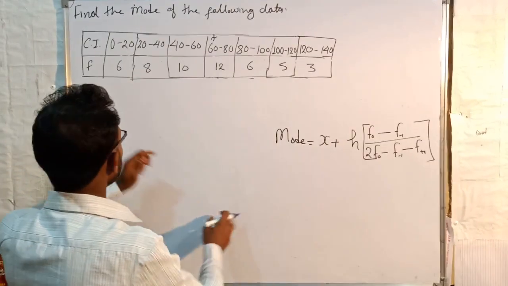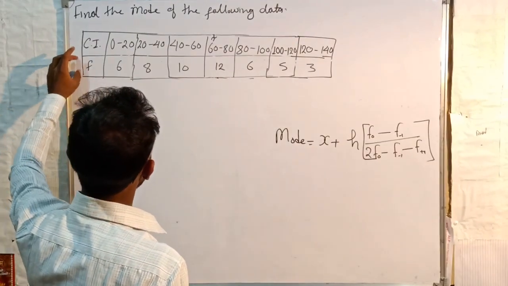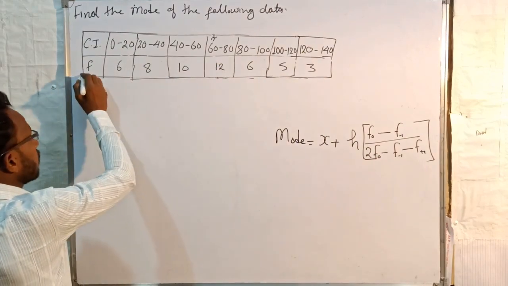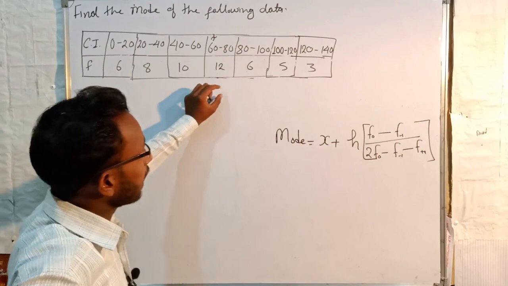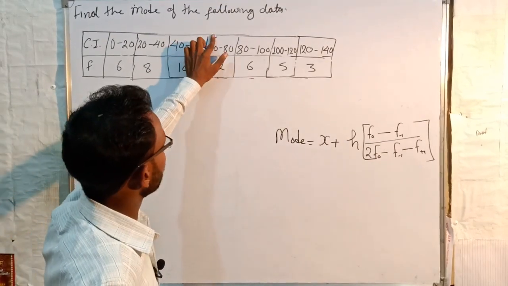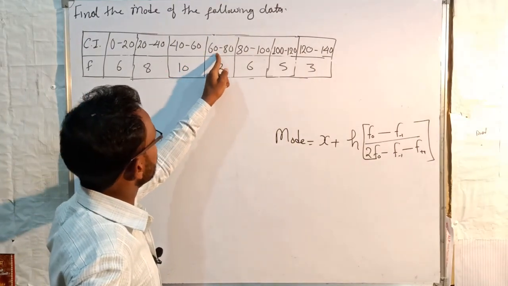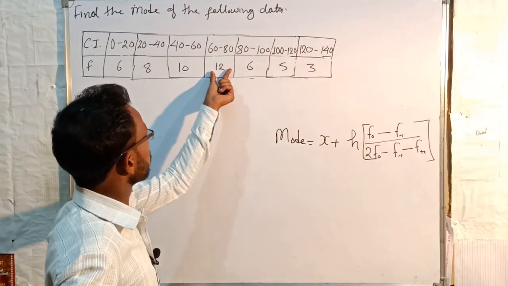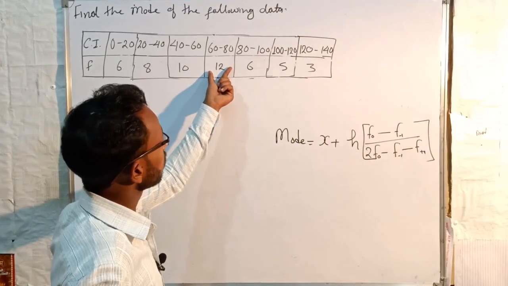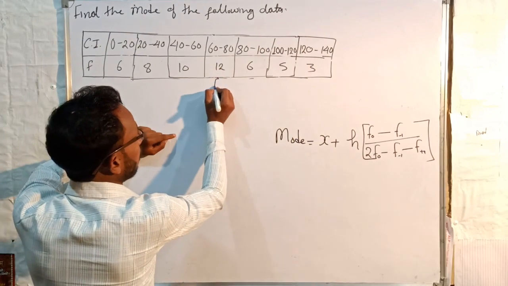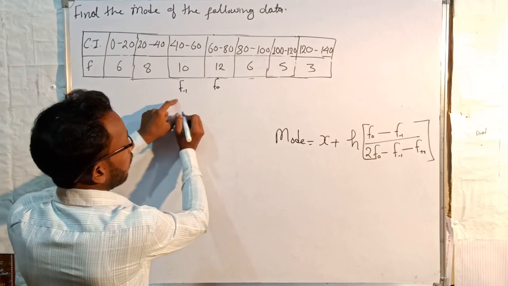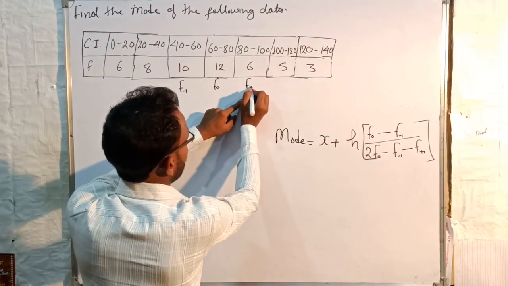At first you will have to look very carefully at the frequency of the data. In this frequency you have to see where the maximum frequency is, for which class interval. You can see here that the class interval 60 to 80 has the maximum frequency. There is no class interval whose frequency is more than this 12. So this is our f0, and before this f0 you write f minus 1, and after it f plus 1.